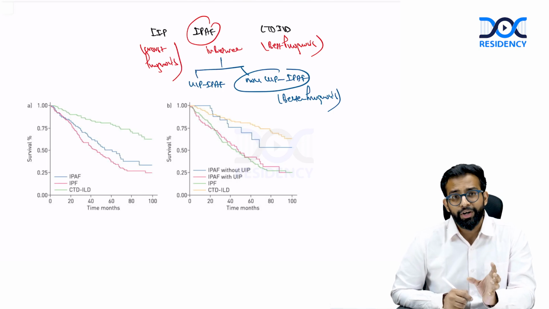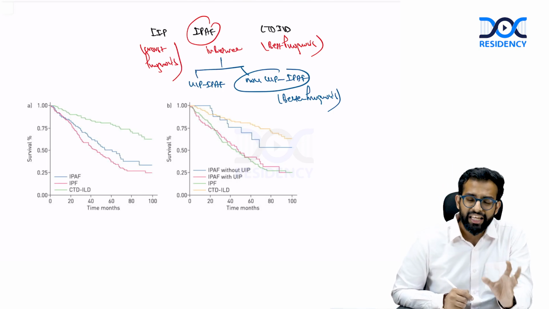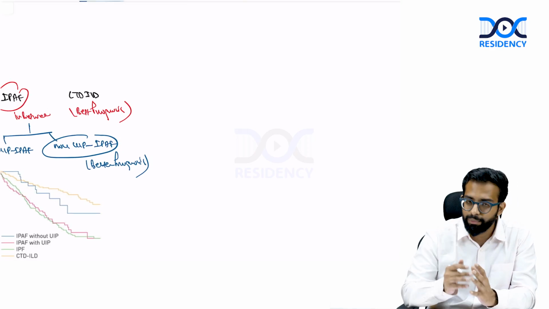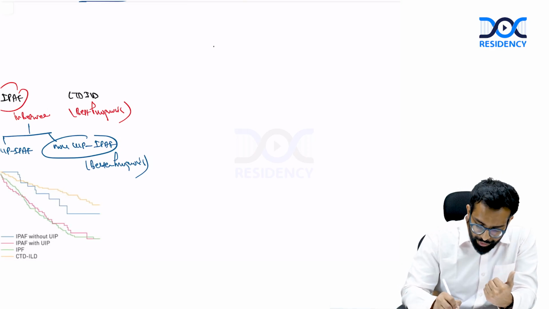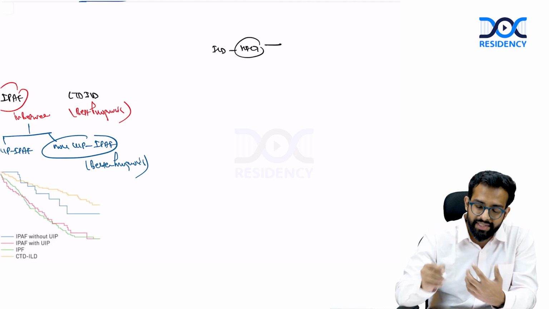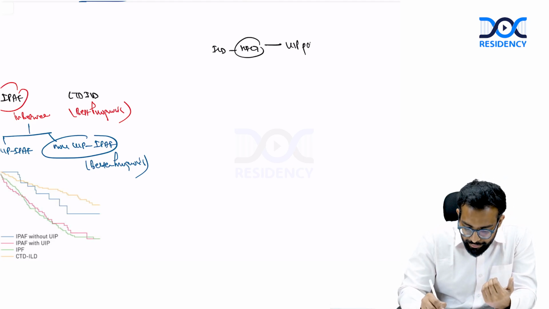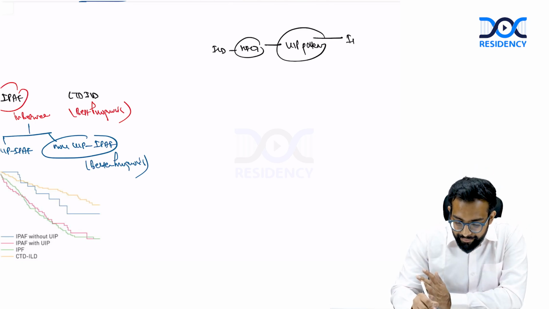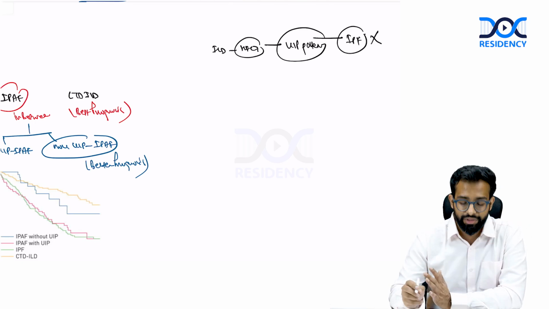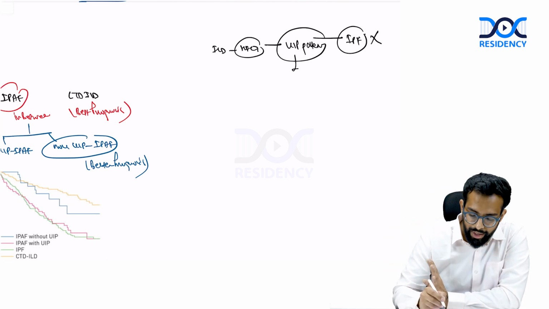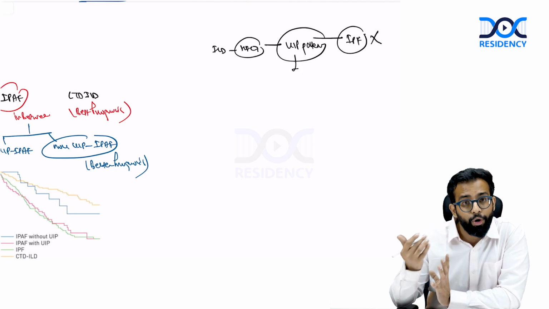therefore it's important to recognize patients as having IPAF even if there is a UIP pattern on histopathology or on radiology. So what I'm trying to convey here is that suppose a patient is coming to you with clinical symptoms of ILD, you do an HRCT, and on HRCT you're finding a UIP pattern. Do not label all of these patients as having IPF. Do not do this. You have to investigate these patients for alternative etiologies for that pattern, and one of those etiologies is the presence of autoimmunity.